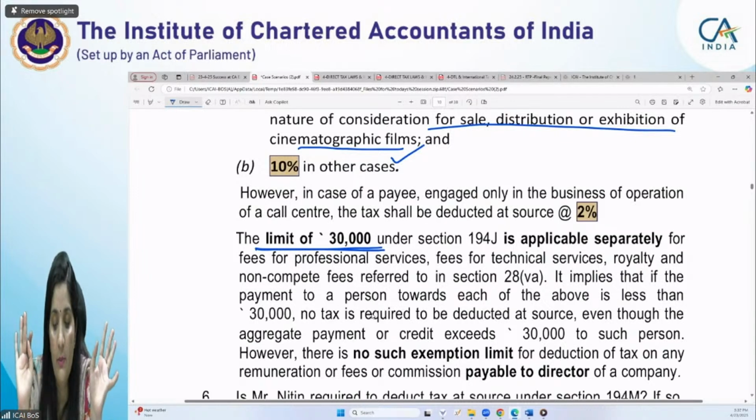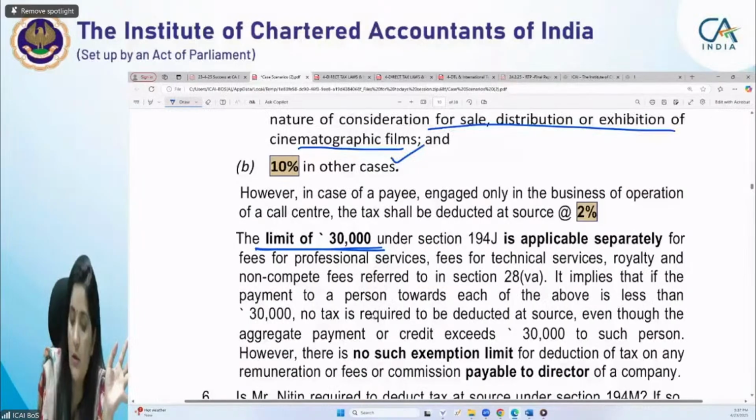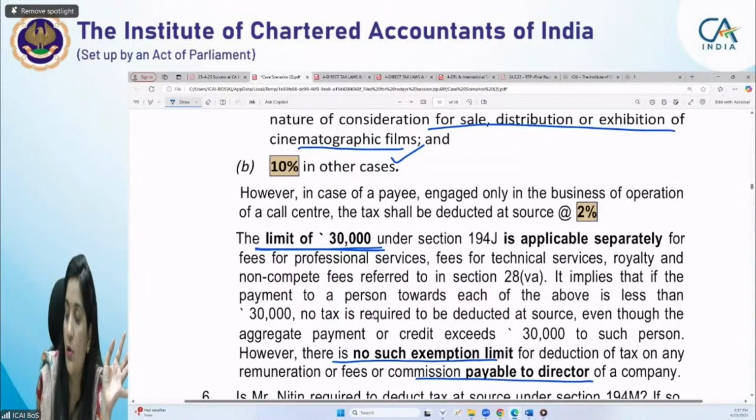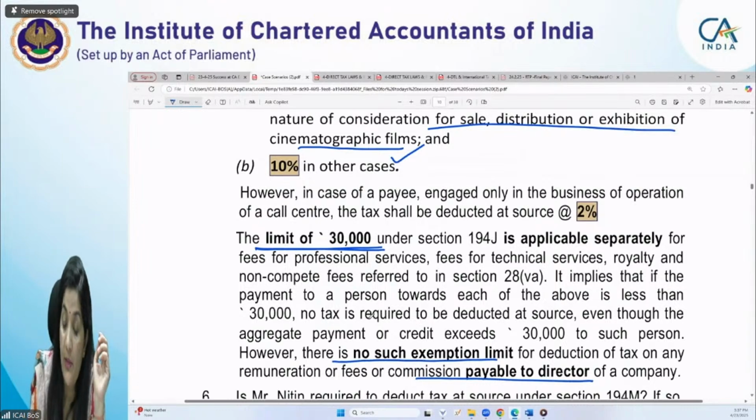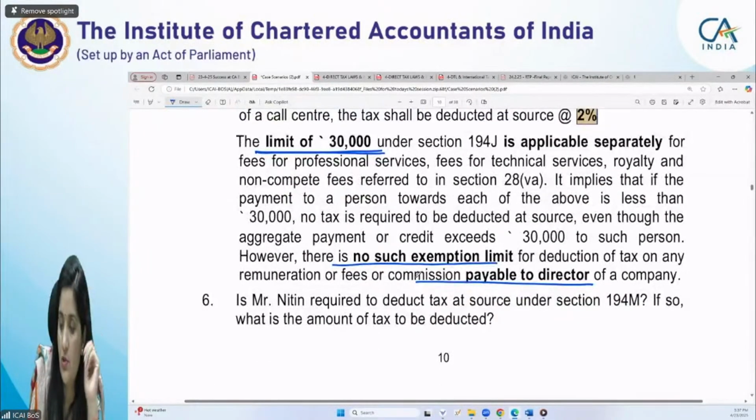No threshold limit is applicable for fee or commission payable to a director of a company. This is very important. Right? So this is about your threshold limit separately and all those things. Please keep this in mind. This is an important point which you have to remember.